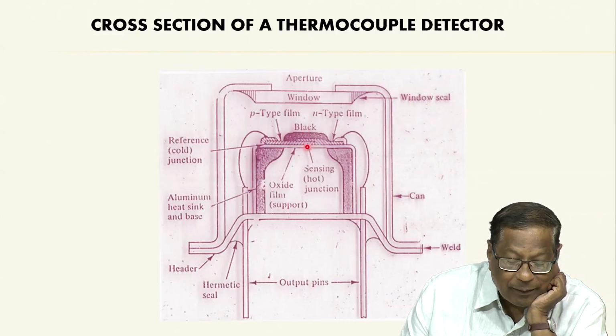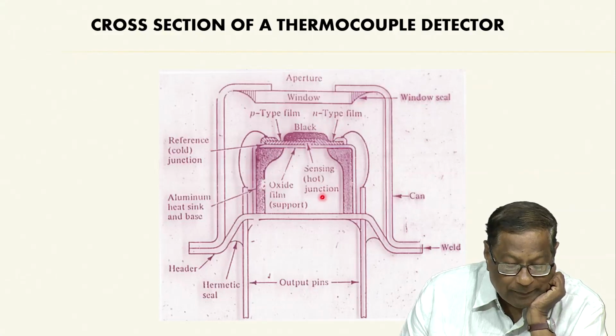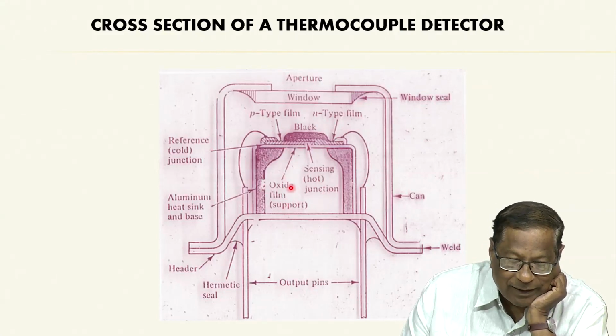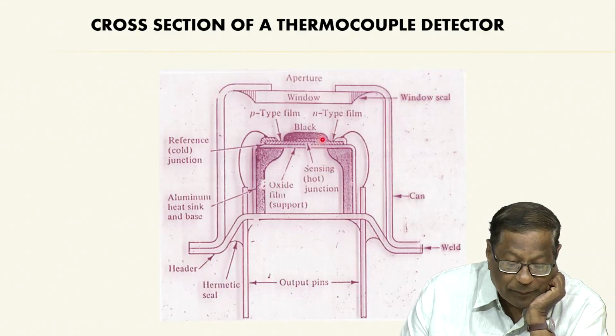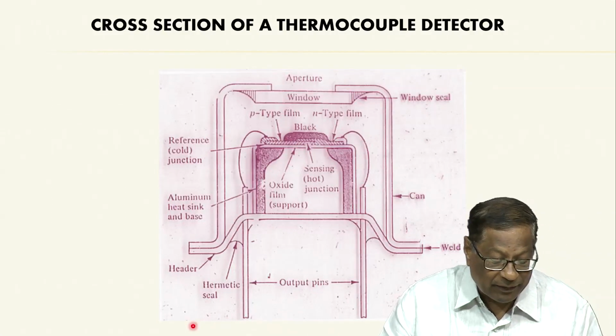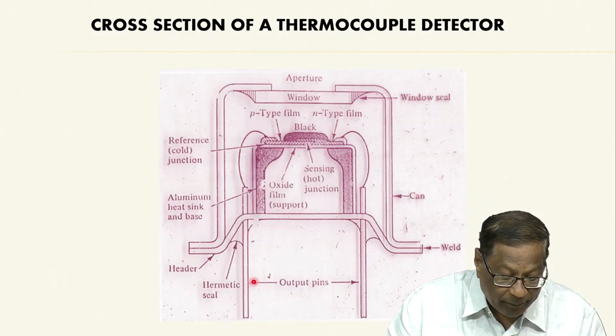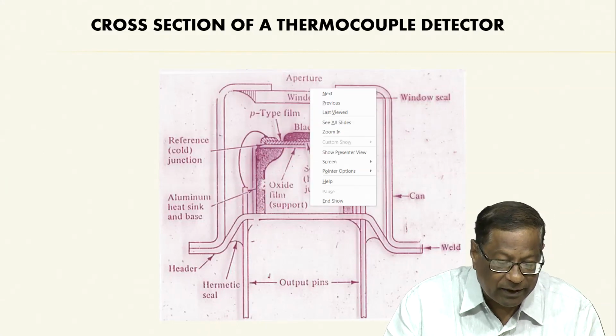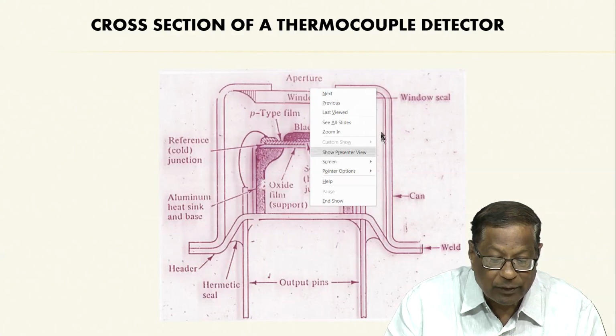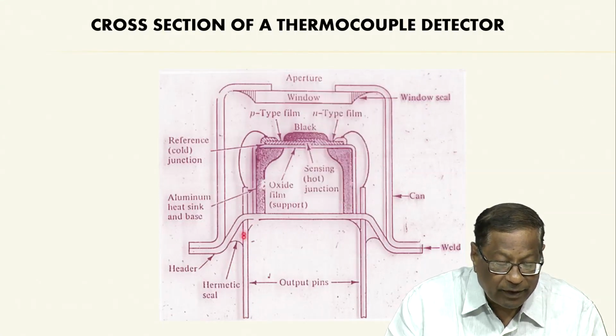Okay. And there are two different metals, one is the sensing junction, that is hot, another is the oxide film, that is cold. So, the oxide film is at the bottom and the sensing junction is at the top. Okay. Now, the other parts, this is an output pin. So, this is how the whole thing is mounted. This whole thing is mounted on this box.